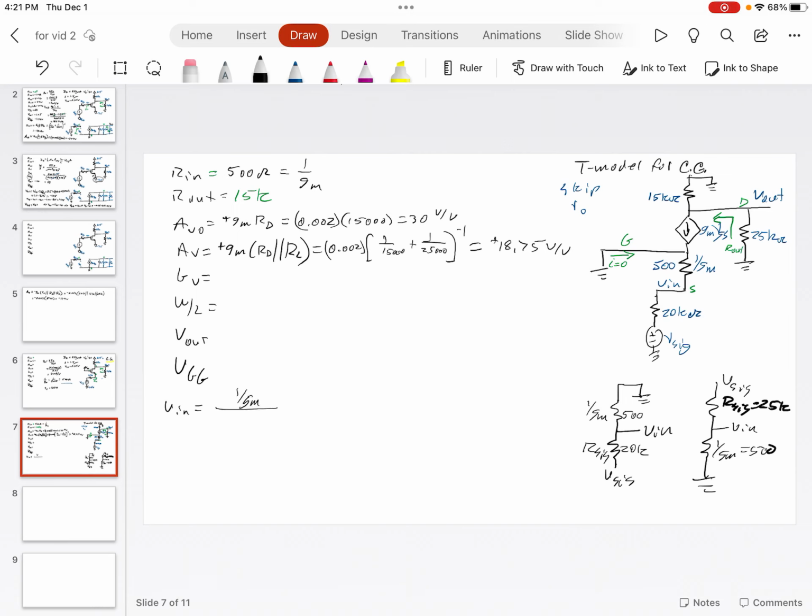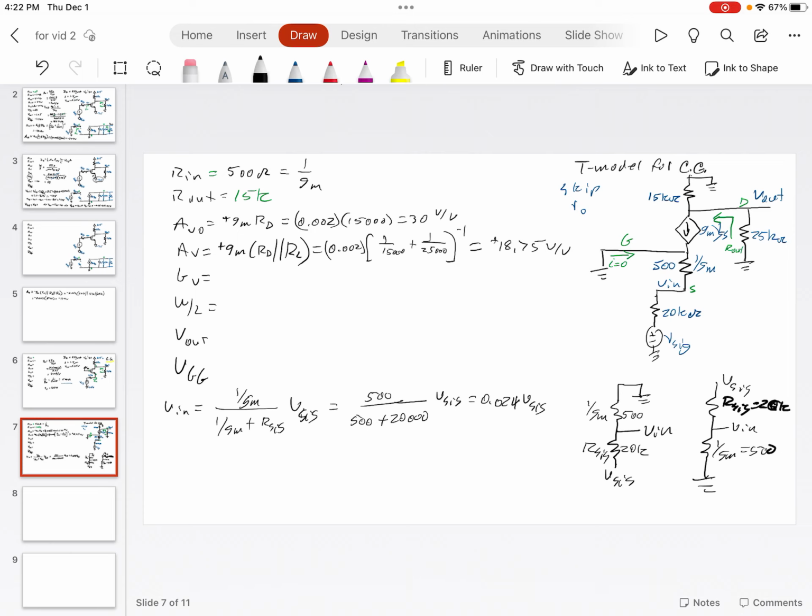So that means that VN is just that divider of 1 over GM over 1 over GM plus R sig times V sig. And if we put the numbers in, I got 500 over 500 plus 20K. That's 20K right there, over 20K times V sig, or 0.024 times V sig. That's actually quite a drop.